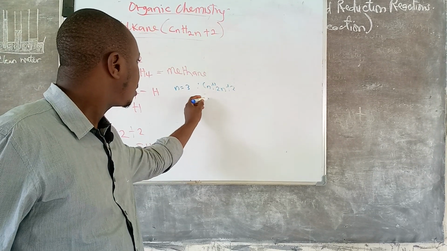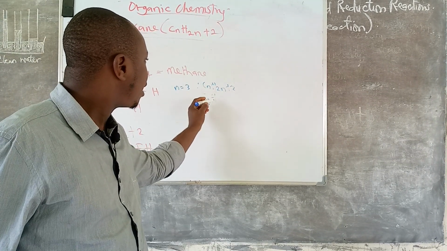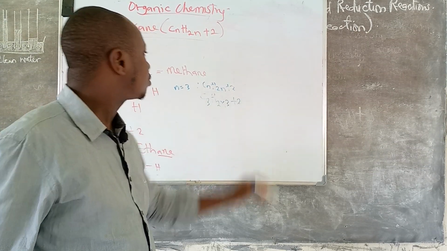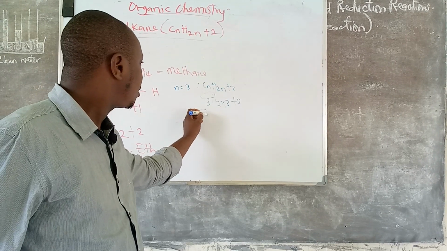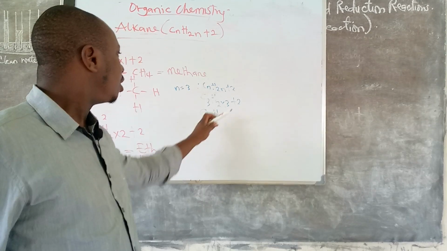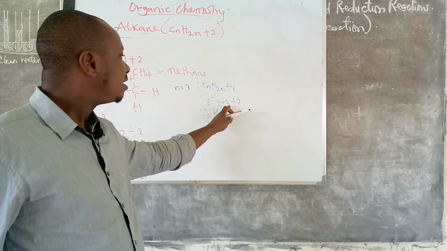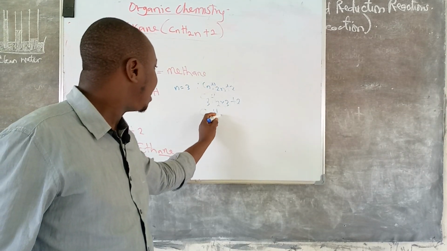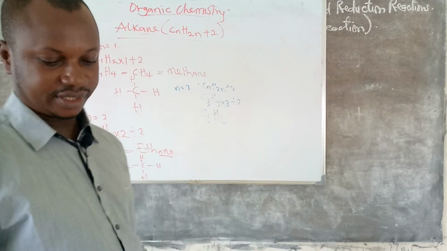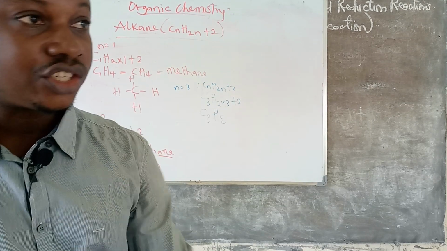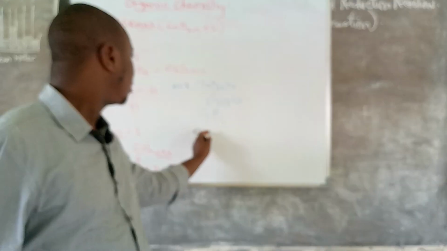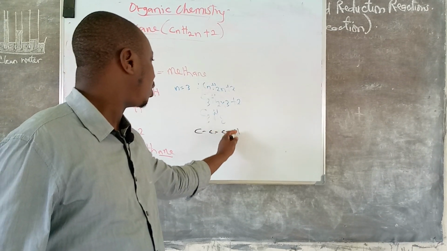So C3, H 2 times 3 plus 2. C3H. 2 times 3 is 6. 6 plus 2 is 8. So the formula is C3H8. You can as well draw the structure: 1, 2, 3. You now put your hydrogen.